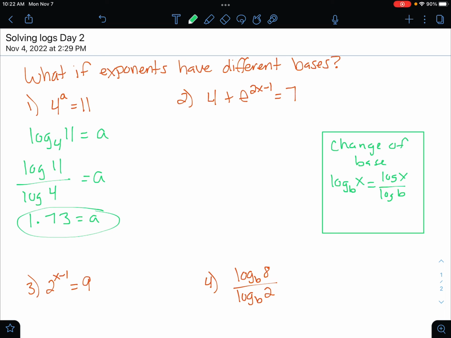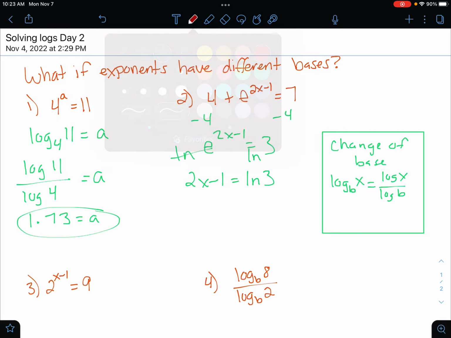The first thing we have to do is we have to have that e alone. So I'm going to subtract 4 from the other side to get e to the 2x minus 1 equals 3. Now I have e. Well, how do I get rid of that so I can bring my exponent down? The opposite would be a natural log. So we're going to take the ln. That cancels that e to get 2x minus 1. And on the other side, we have the ln of 3. Don't plug that in your calculator yet. We're going to try to go for as exact of an answer as possible. So let's go ahead and solve the rest of the problem.